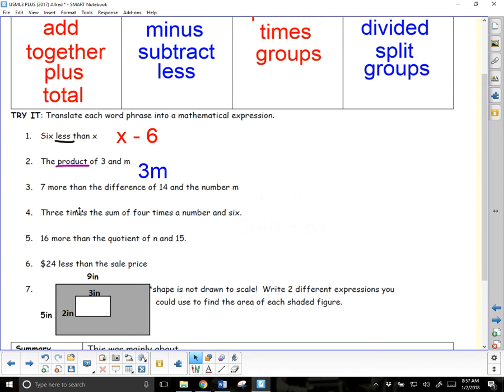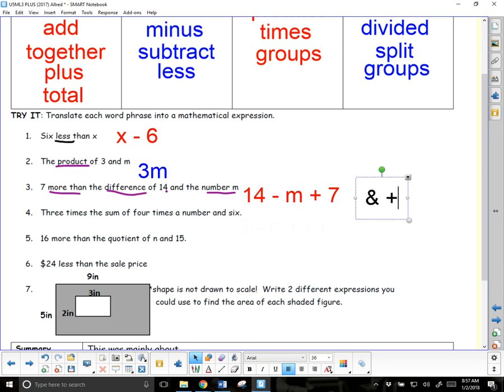Number 3 says 7 more than the difference of 14 and the number m. So it's got two things in there. 7 more than means add, and difference means subtract. The difference of 14 and a number m is 14 minus m, and it's 7 more than that. Remember that addition is commutative, so you could write that in either order you wanted to. You could write it like this, or like the way we first wrote it. Either of those would be acceptable ways to write that expression.